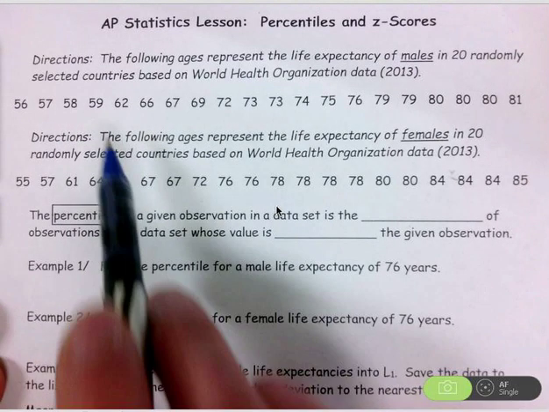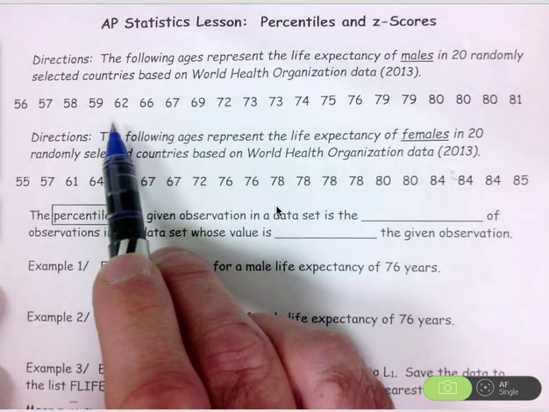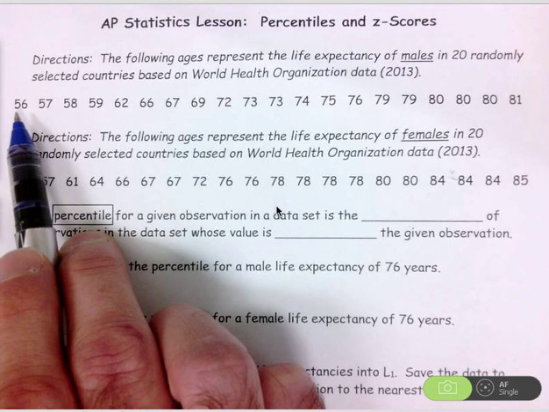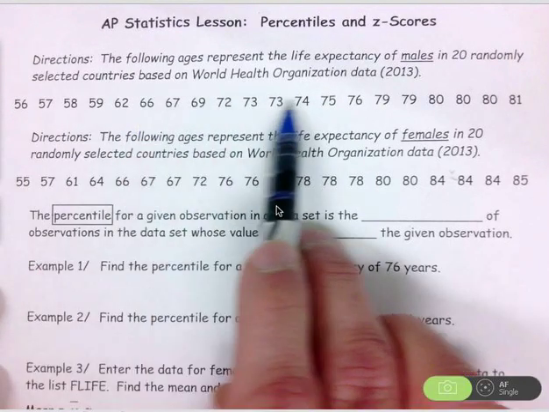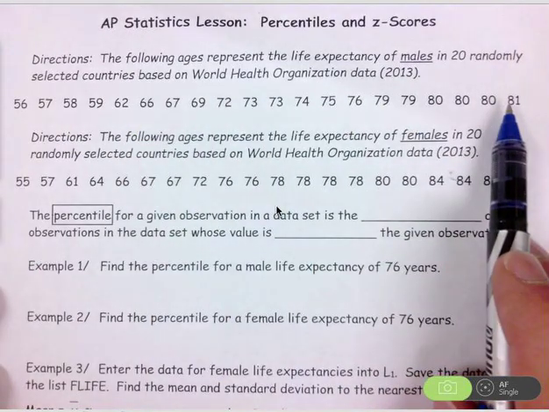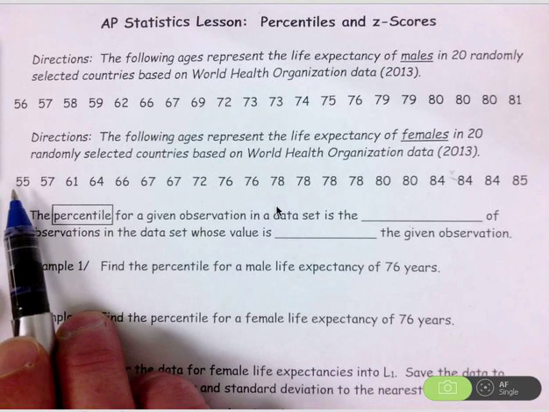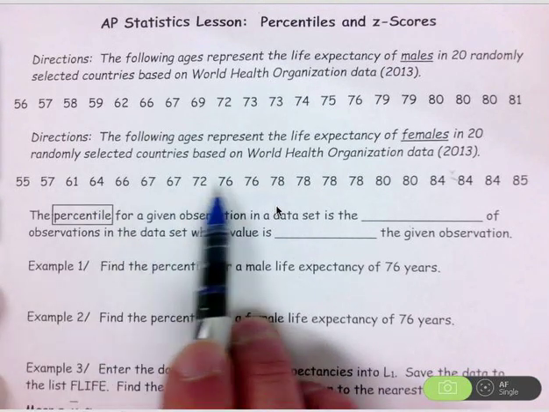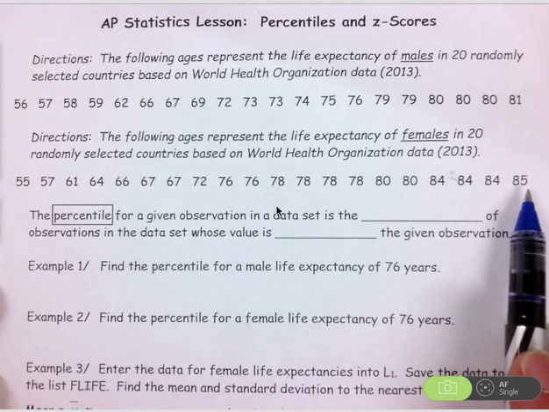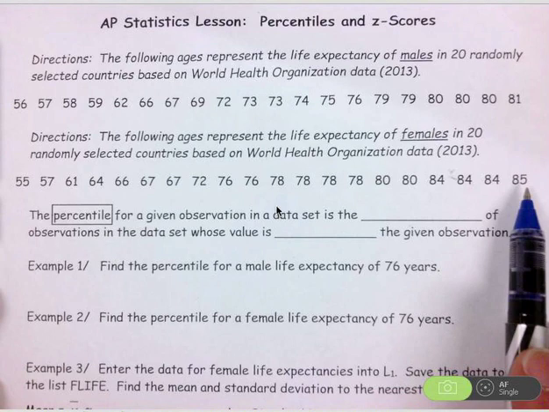These are data you might recognize. These are data we used on one of our previous quizzes. So these are 20 randomly selected countries, and these are the life expectancies for males based on World Health Organization data from 2013. So here, these are 20 randomly selected countries, and these are the female life expectancies. Again, World Health Organization data from the same year, from 2013.